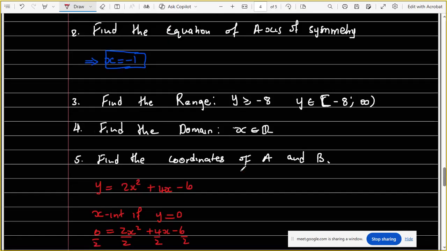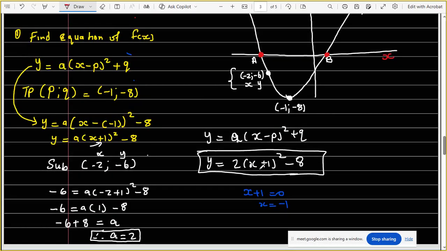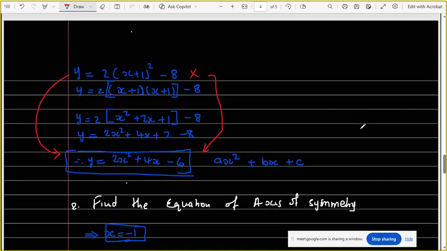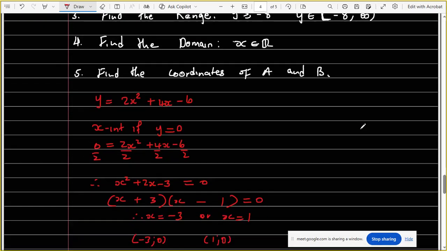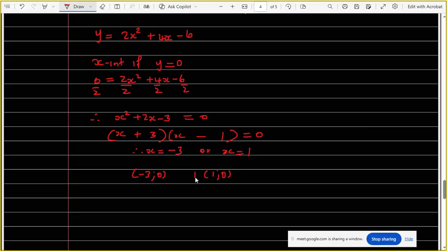You need to conclude which one is A, which one is B. A is in between quadrant 2 and 3, so the x values are negative. All these x values on this side are negative, and B will have a positive x value. So the one that is positive, that's your B, and the one that is negative, that's your A. Is that making sense? Yes, it is. Do you understand how this works?